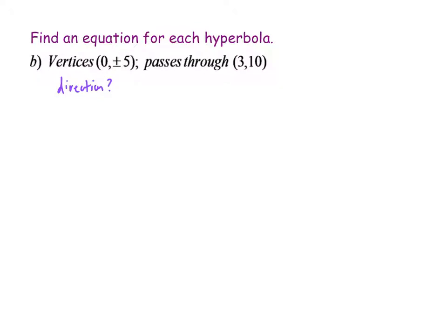It gives me a point that it's passing through, so nothing about where h and k are, or some help finding a, but nothing direct yet, or b, so not a lot of information. So I'm going to go ahead and draw this again. So (0, 5) and (0, negative 5). So those are our vertices.